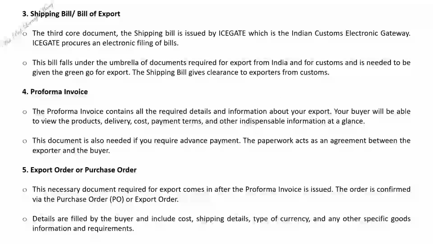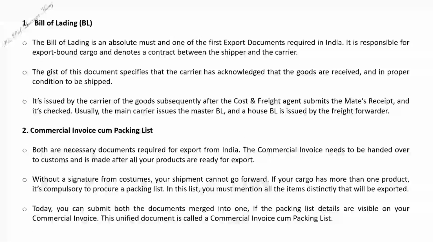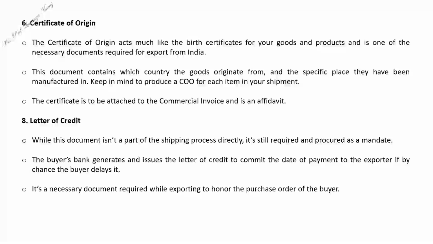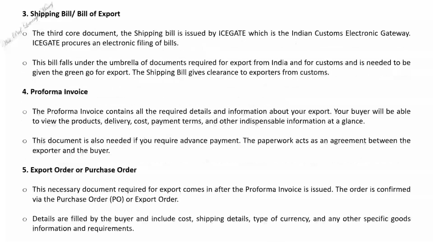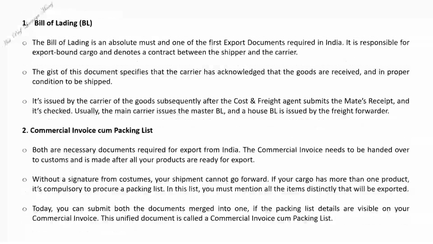So these 4 documents, pro forma invoice, commercial invoice, packing list, and certificate of origin, are all mandatory for getting customs clearance. So if any one of the documents is missing, then the goods will be held in the customs warehouse.